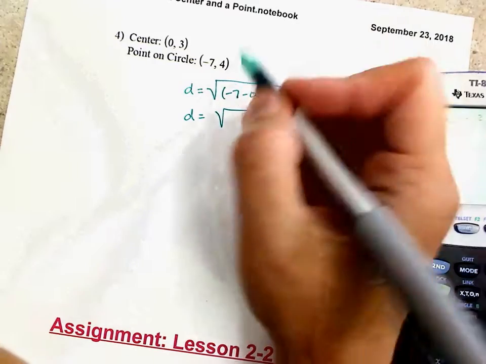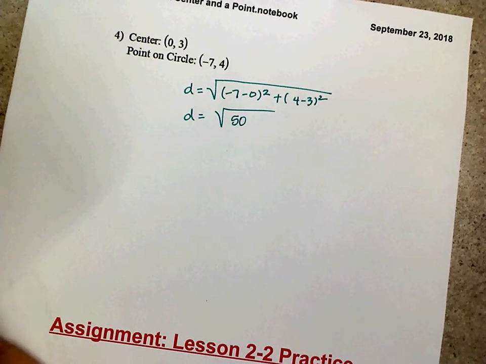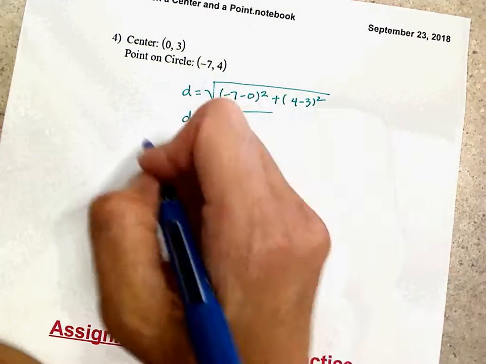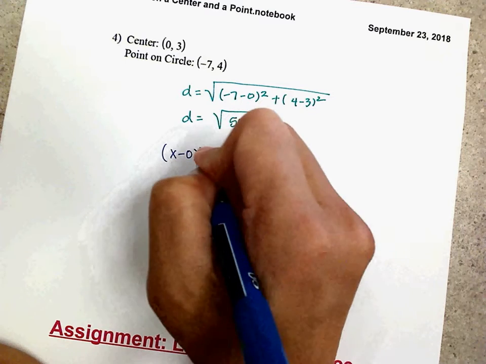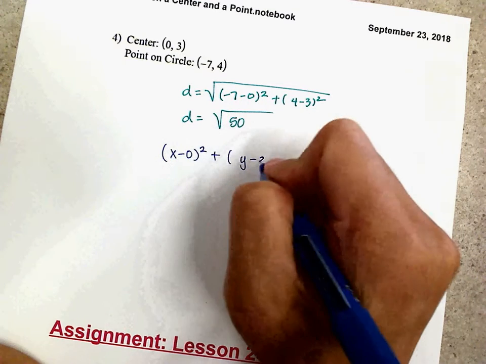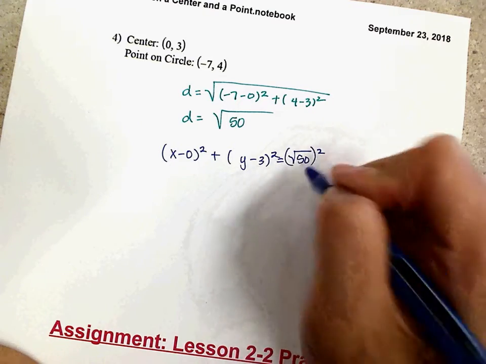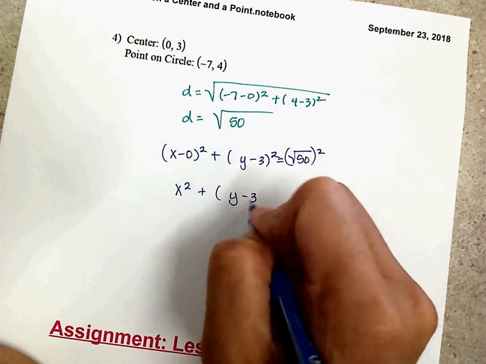Now, guys, when you square root that, you could simplify it if you want to, or you can just write your answer and square it. You have 2 different choices. I'm just going to go ahead and write it. So here you have x minus 0 squared plus y minus 3 squared is equal to square root of 50 squared. Okay? Simplify, make it real pretty. x squared plus y minus 3 squared is equal to 50.